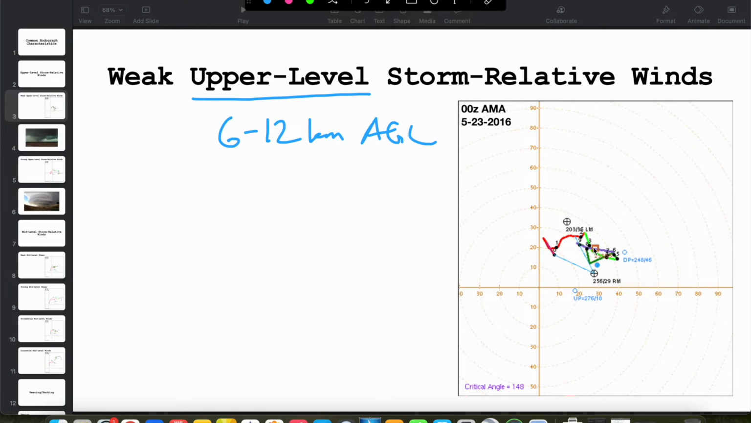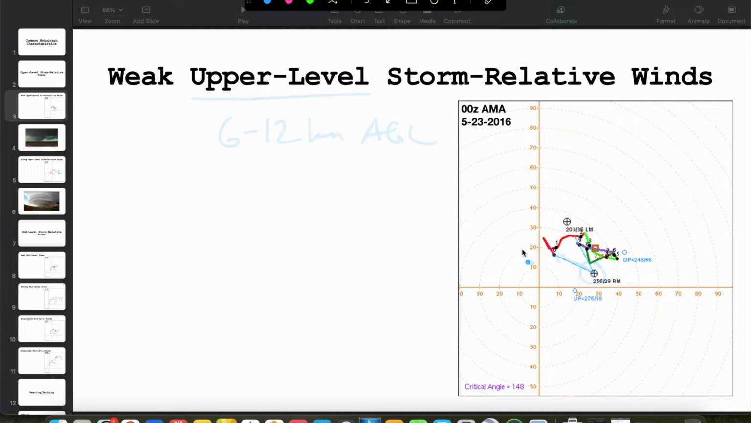Just a refresher on how to figure out the storm relative winds: we start with our Bunkers right mover storm motion here on our hodograph. And then we draw a vector back to the point on the hodograph that we are most interested in. So if we wanted to find the storm relative winds at the surface, we would start from the Bunkers right mover storm motion, draw a vector back to the point on the hodograph that is associated with the surface, and that would be our storm relative wind vector.